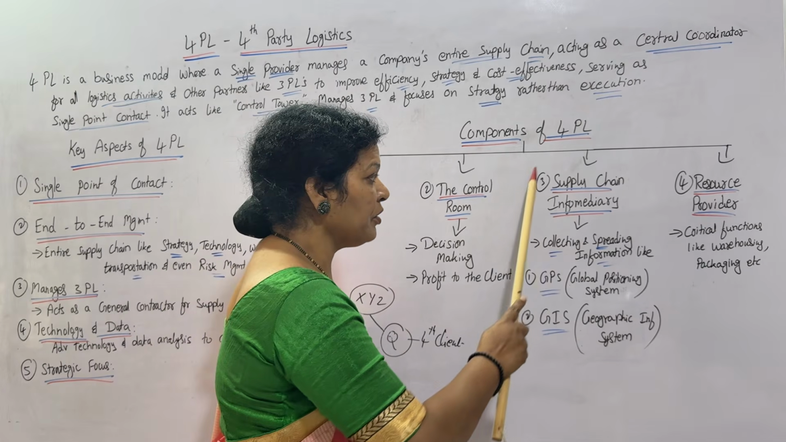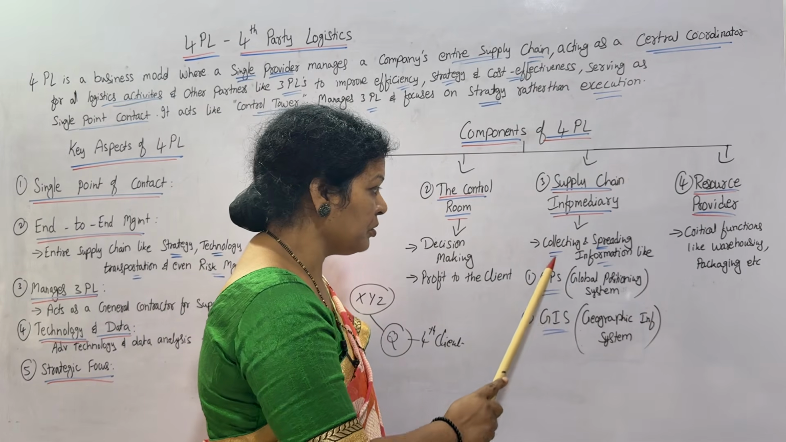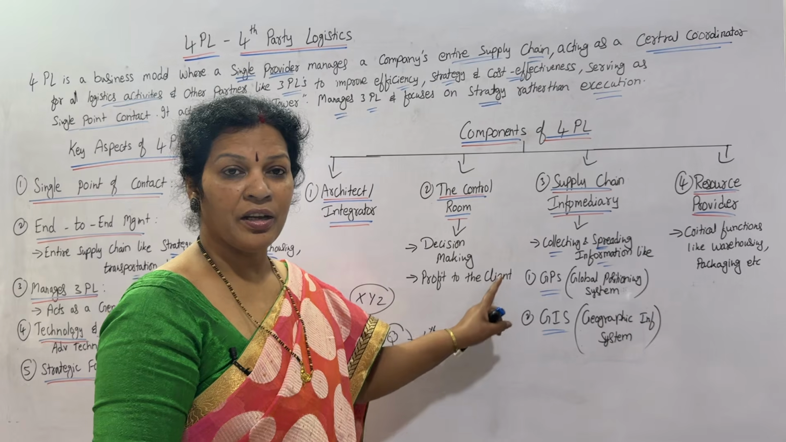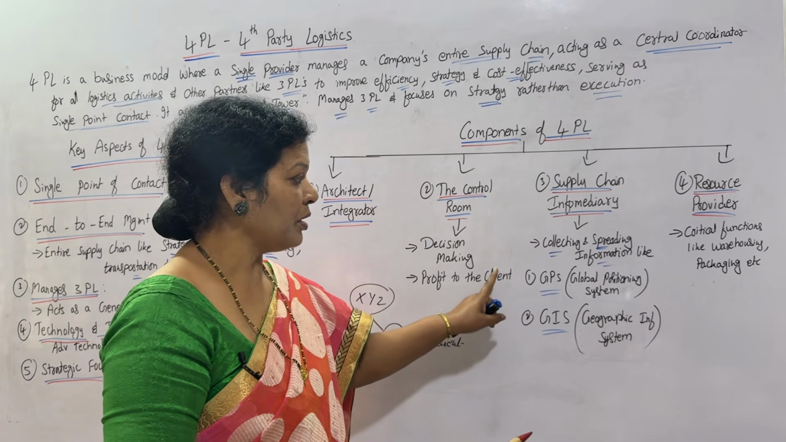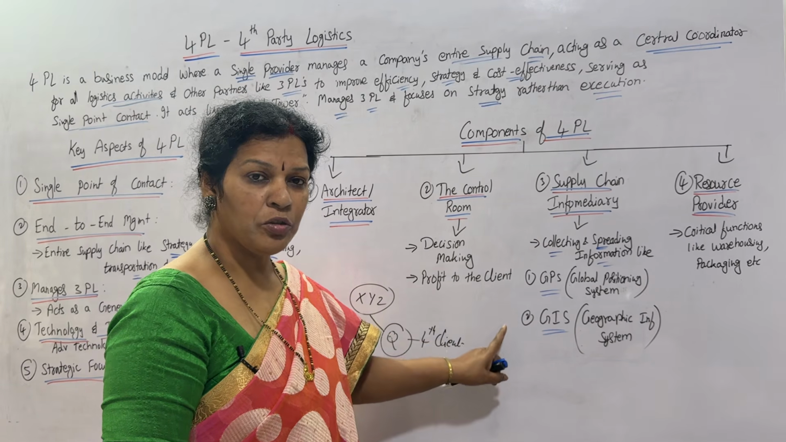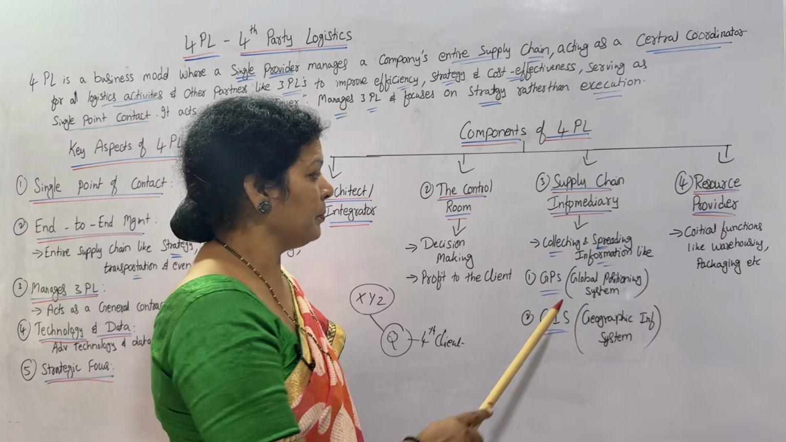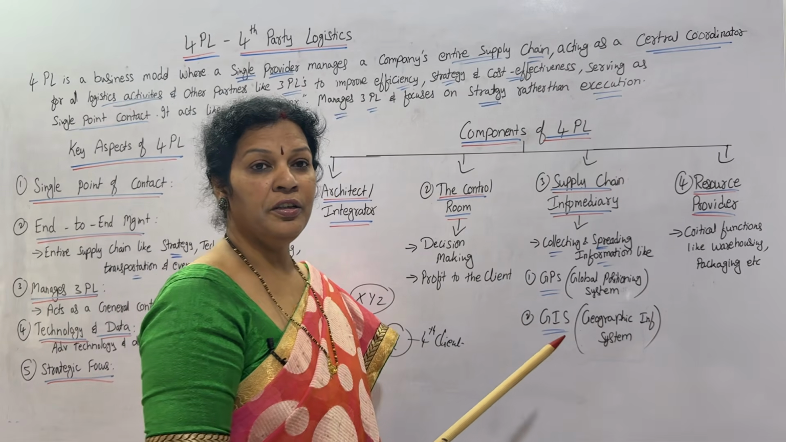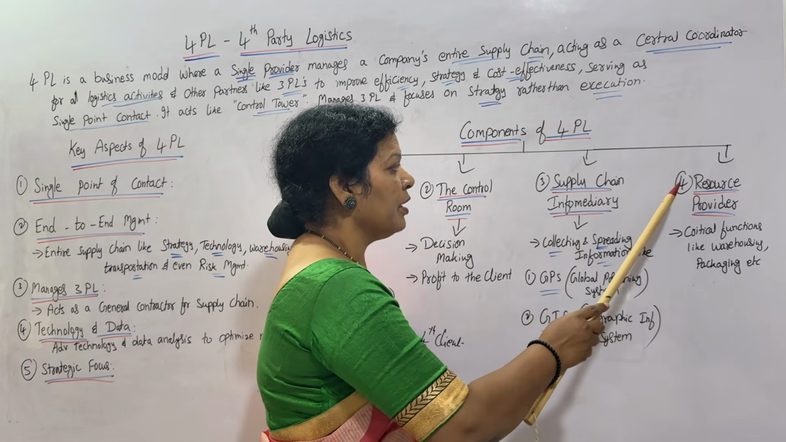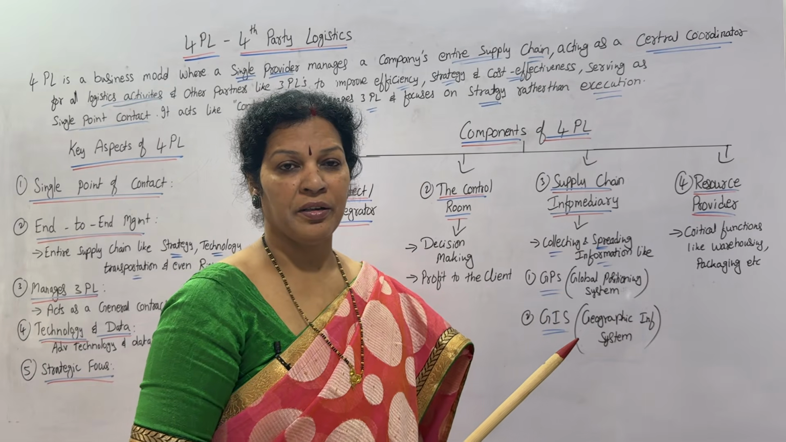So supply chain intermediary means they are using information like this. They are just collecting and also spreading the information. So this is about the supply chain intermediary. And the fourth one is resource provider.